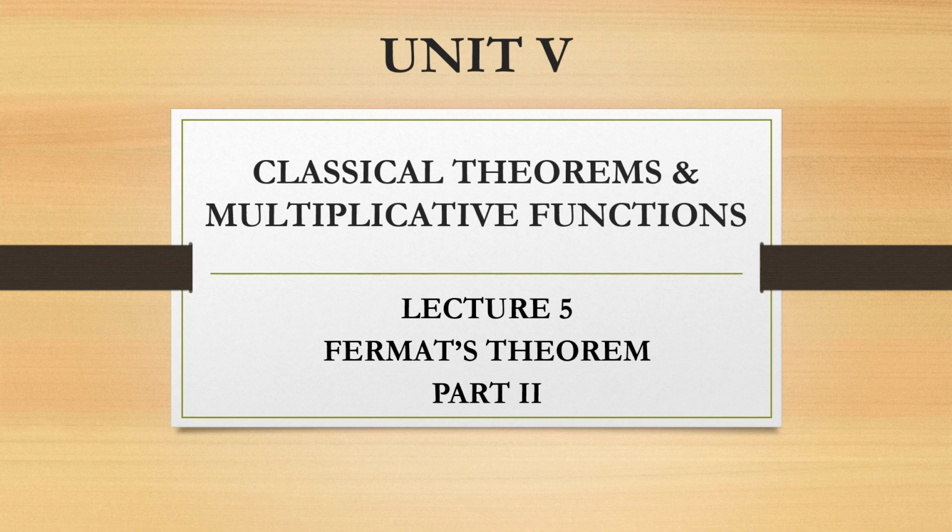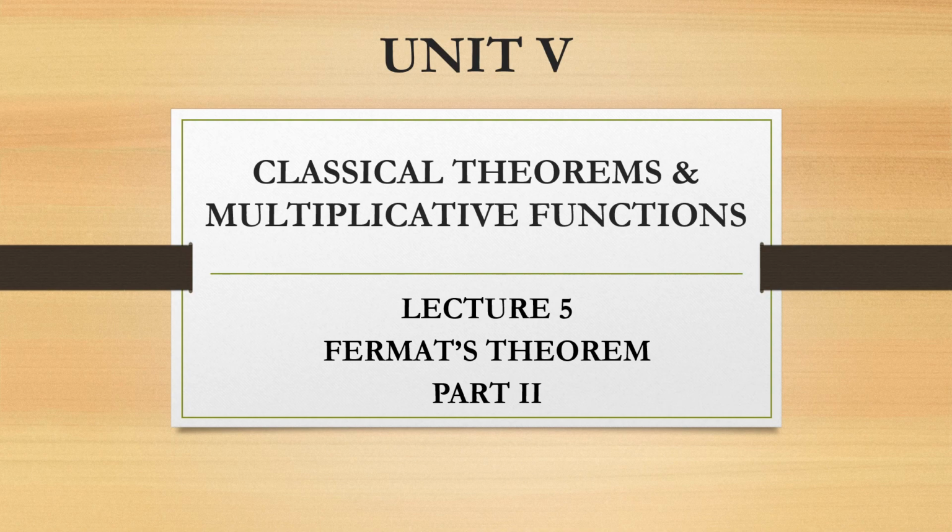Hello students, under algebra number theory, we are in unit number 5, classical theorems and multiplicative functions. In that, we are now in lecture number 5, which is about Fermat's theorem problems. Previously we had seen 4 lectures where the first 3 lectures were about Wilson's theorem and its problems, and lecture number 4 was the statement and proof of Fermat's theorem. Now lecture number 5 deals with problems under Fermat's theorem, followed by lecture number 6.